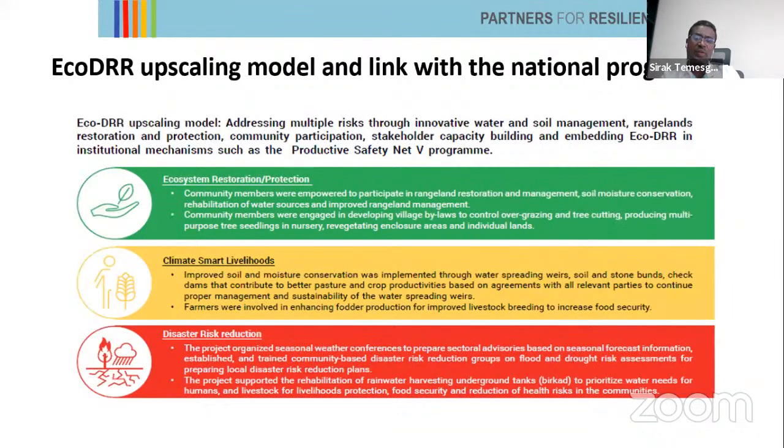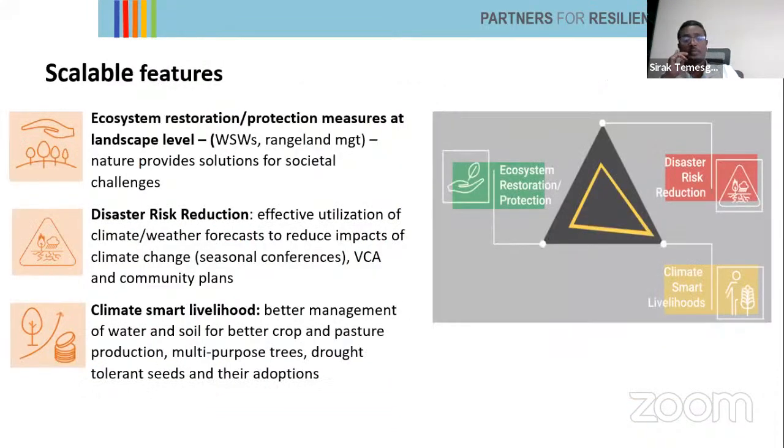Yes, our scale-up model is actually addressing multiple risks using innovative soil and water conservation, and also rangeland management, community participation, and stakeholders capacity building, and influencing, of course, big programs like the Productive Safety Net Program in Ethiopia.